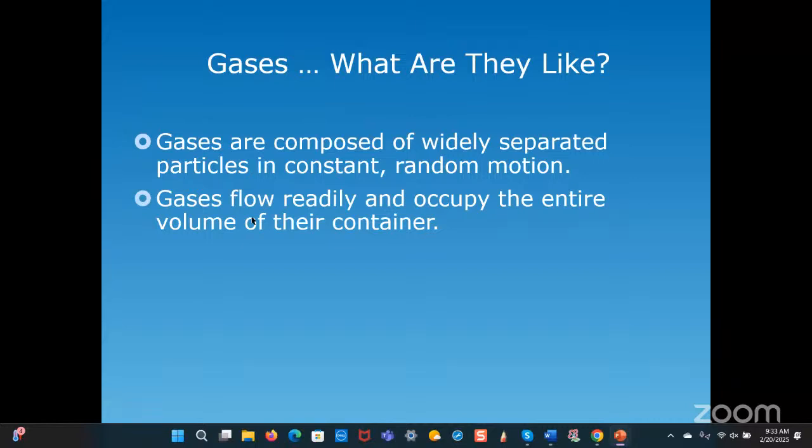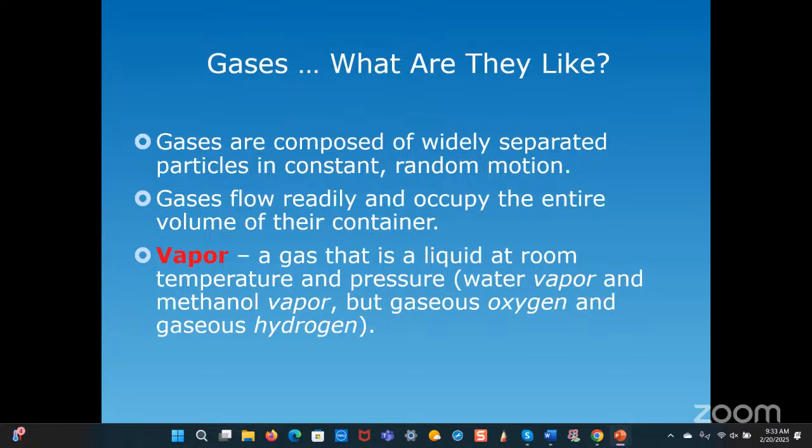For example, gases flow readily and they will occupy the entire volume of their container, right? And that's a consequence of the fact that the particle is always moving, always having high kinetic energy and so on. From time to time, you'd hear the term vapor, which is usually reserved for a substance which is normally a liquid under room temperature conditions. But if you elevate the temperature of it, then it becomes a gas, right? So that gas is called a vapor. So people talk about water vapor or ethanol vapor or methanol vapor, right?